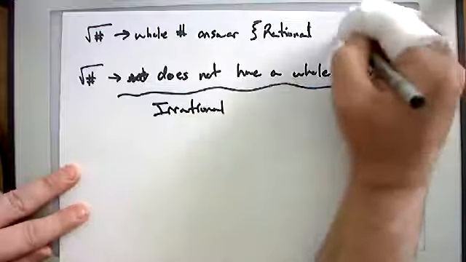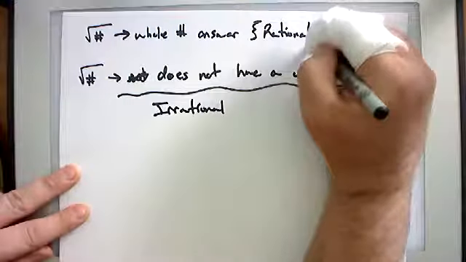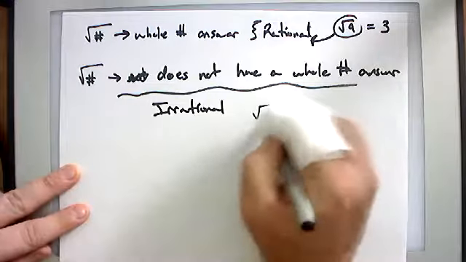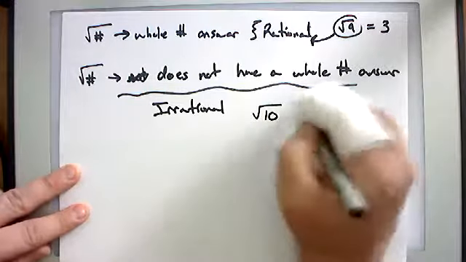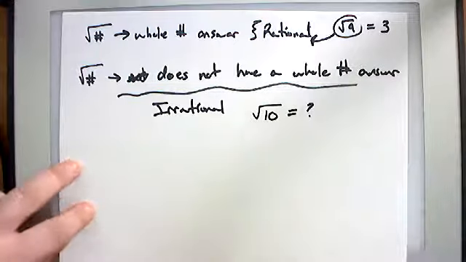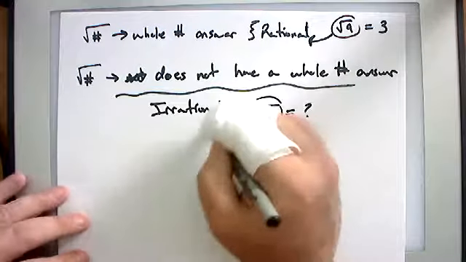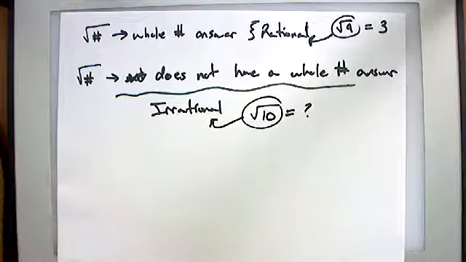So again, an example, the root of 9 is rational because it's 3, right? If I ask you for the root of 10, though, do you know that? It's like 3 point something, but that's not a clean number. So it doesn't have a whole number answer. That would be irrational. This number here is irrational.